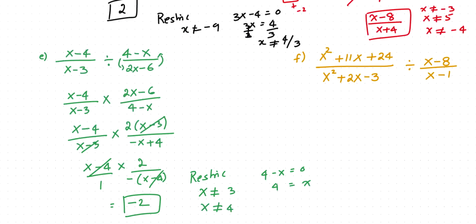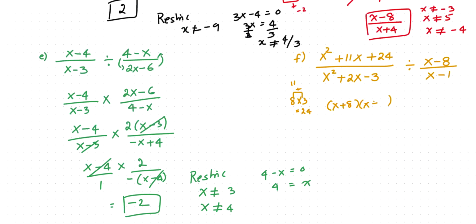And the last question, x squared plus 11x plus 24. First we factor them, x and x. So multiples of 24, by adding we should get 11. So 8 times 3 is 24. And if you add them, 8 plus 3 is 11. So the factors are x plus 8, x plus 3.